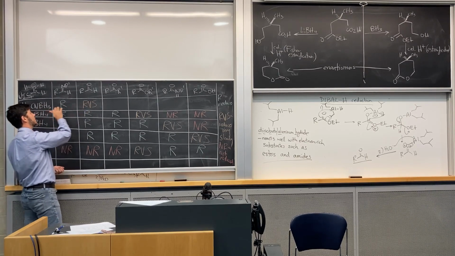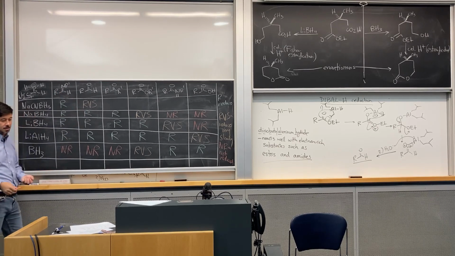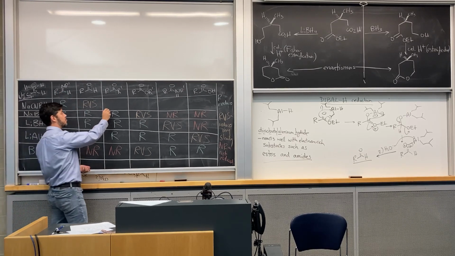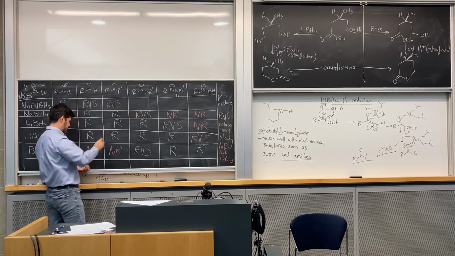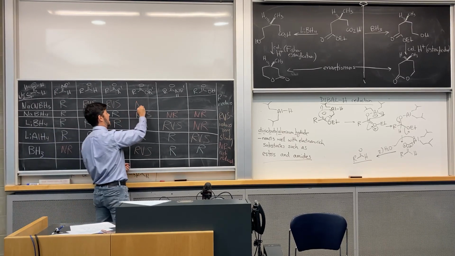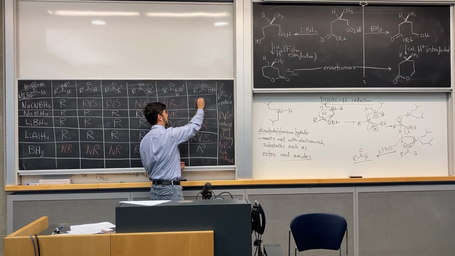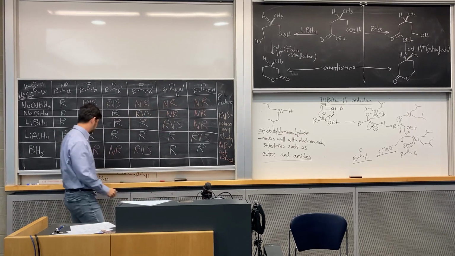So you might want to have a situation where you want to reduce this group, but not let it touch things like aldehydes or ketones. So it just reduces very slowly. It's really not efficient at all. And then no reaction for the ester, amide, and the carboxylic acid.